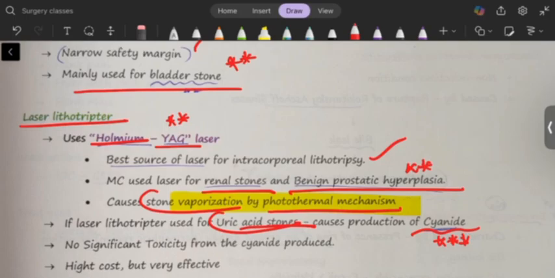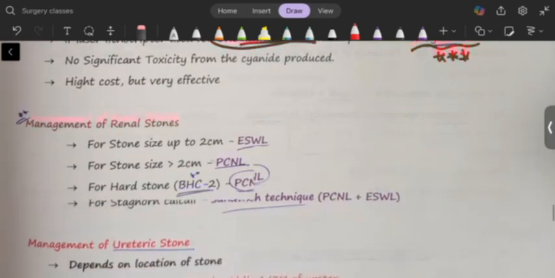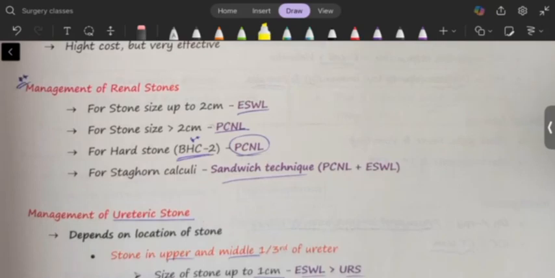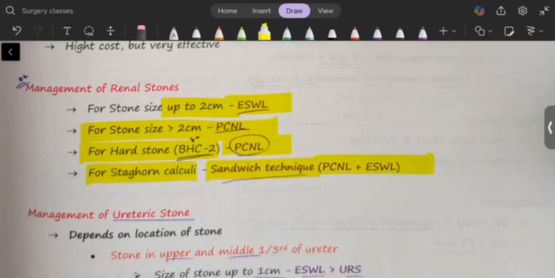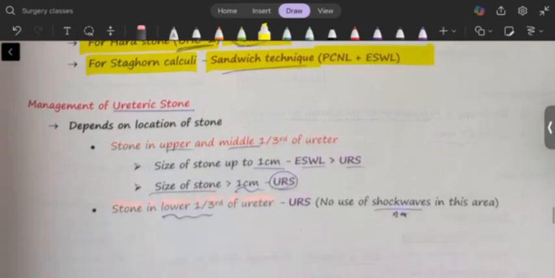Okay, so in general, what is the management of renal stones? For stone size less than 2 mm, conservative management. For stone size up to 2 cm, we'll go for extracorporeal shockwave lithotripsy. Stone size more than 2 cm, we'll go for percutaneous nephrolithotomy. For hard stones, again PCNL. For staghorn calculi, there is a sandwich technique where PCNL and ESWL both are used. Okay, so this was for renal stones.